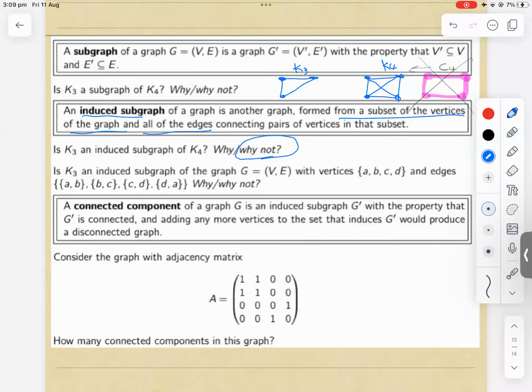Okay, so I made a mistake. Sorry about that. I really made a mistake. So when I take an induced subgraph, I choose some of the vertices like this one. I'm talking about this K4. I take K4 and all of the edges connecting the pairs of the chosen vertices. So this K3 is really a subset of K4. So it is really an induced subgraph.